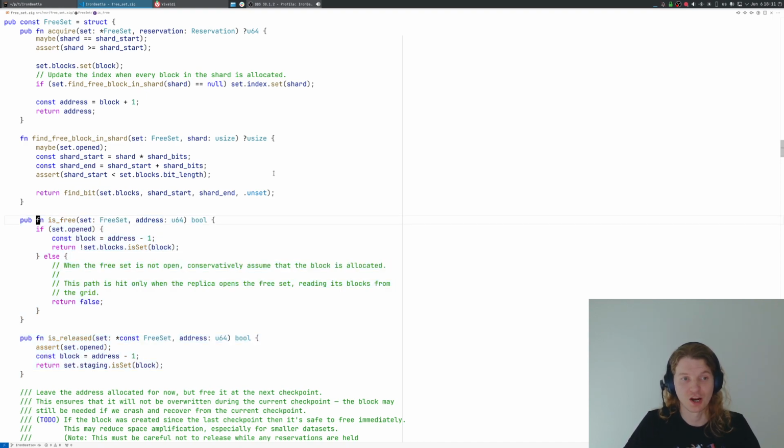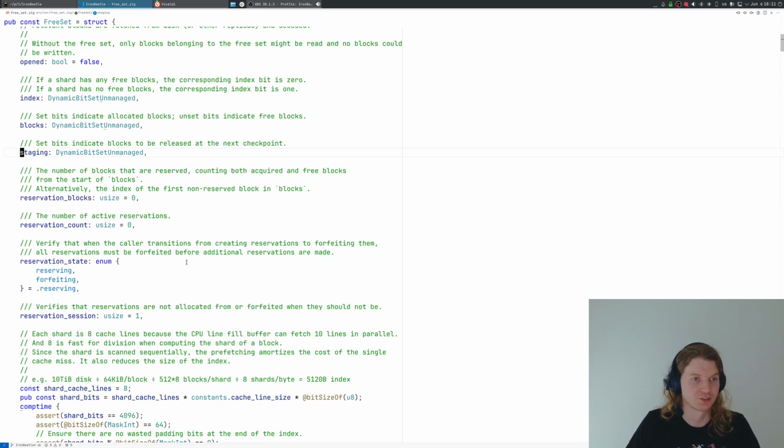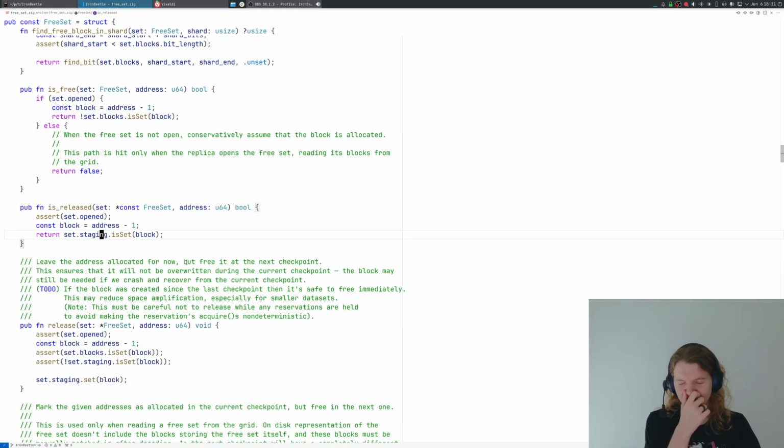isFree checks if this block is currently marked free, which means that it is not marked allocated. And isReleased checks whether the block is going to be free in the next checkpoint, so it belongs to the staging. These are super straightforward checks on bits, because again, staging, etc., is just a bit set, so just an array of integers.